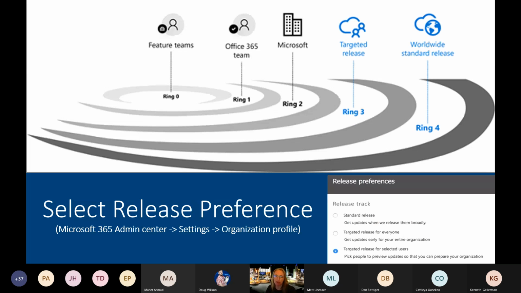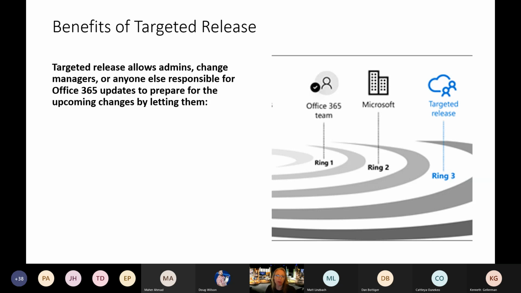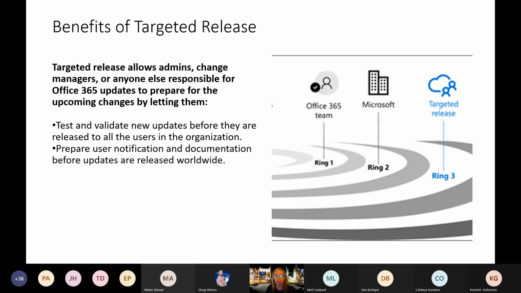Here's release preferences. If you want to set your end users to targeted release, you can do that in the Admin Center again, settings, org profile. But these are the rings that Microsoft rolls out. There might be in-between ones like 2.5, 3.5, that sort of thing. Just note that if you needed to be in one earlier, you certainly could be. And it allows admins, security, and change managers to prepare for the updates that are coming and to test them out.